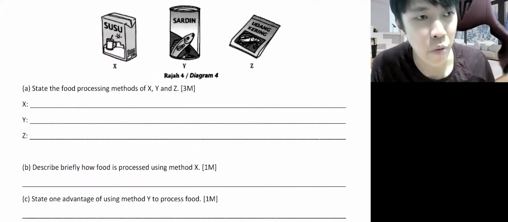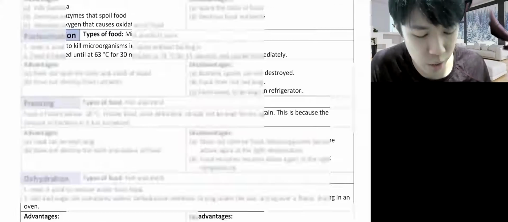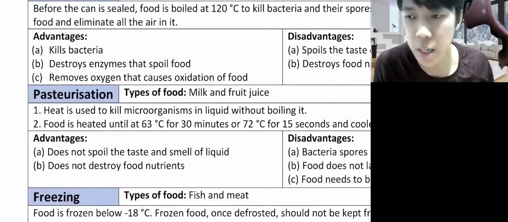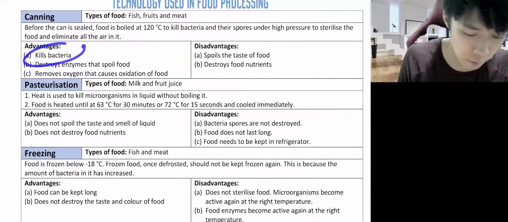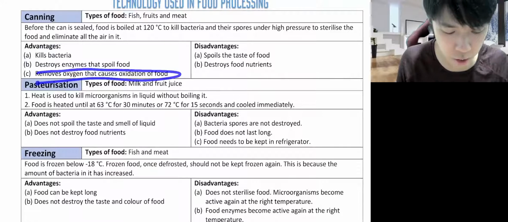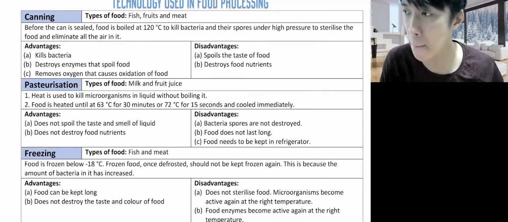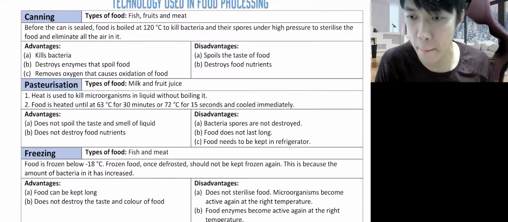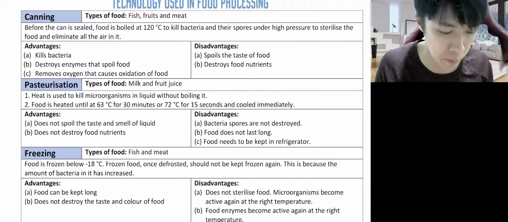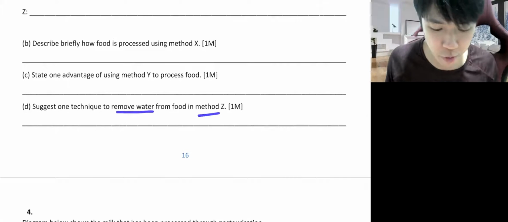Alrighty, next one. State one advantage of canning. Like it kills bacteria and spores, maybe. Remove oxygen that causes oxidation, maybe. Then next, one technique to remove water from food.